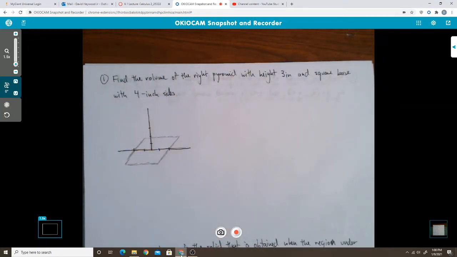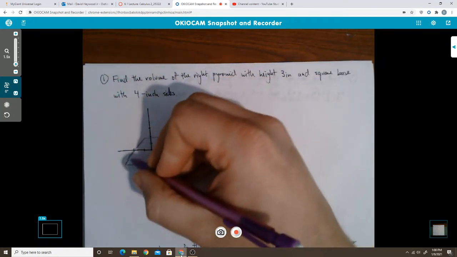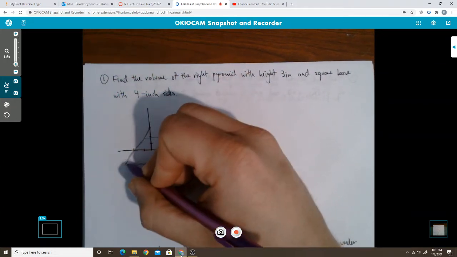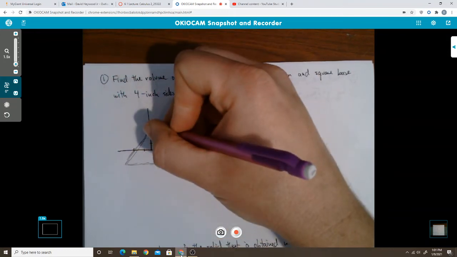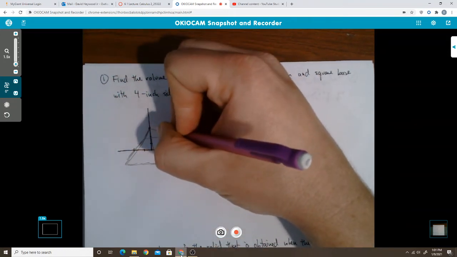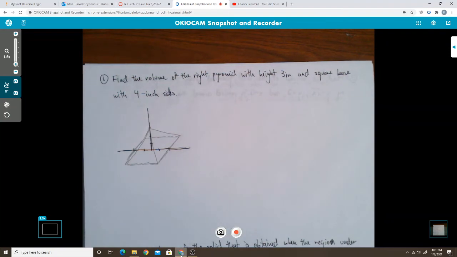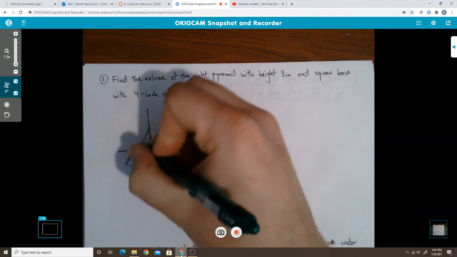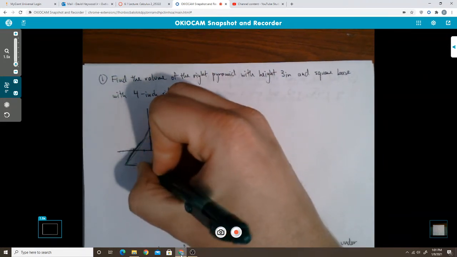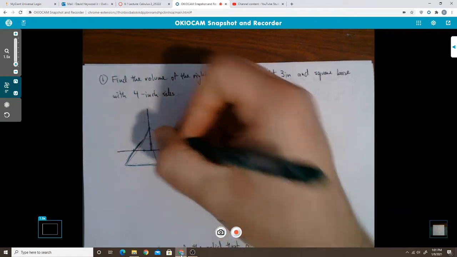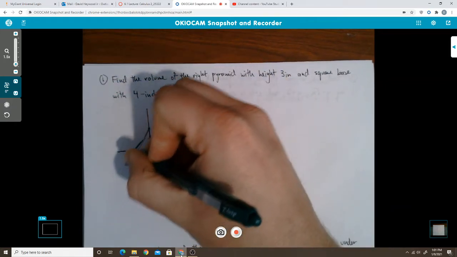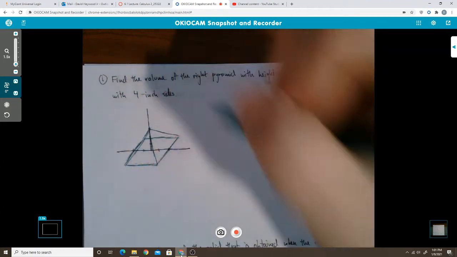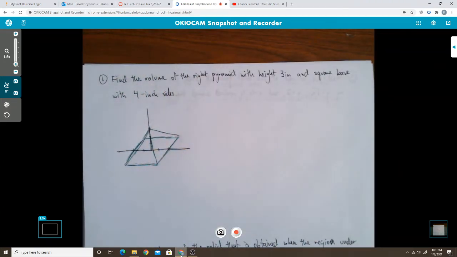Right, so it's got a square base, so there's its square base, and then its height is 3. So I'm going to draw the point of the pyramid up there. So it's going to look kind of something like that. Now that I've drawn it, maybe I'll color it in green so that it's a little easier to see. Okay, so we've got that pyramid.